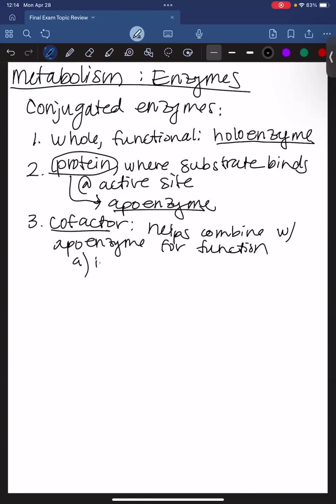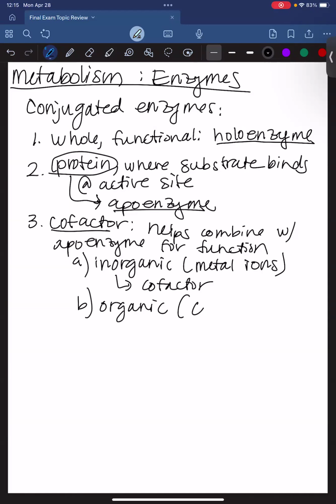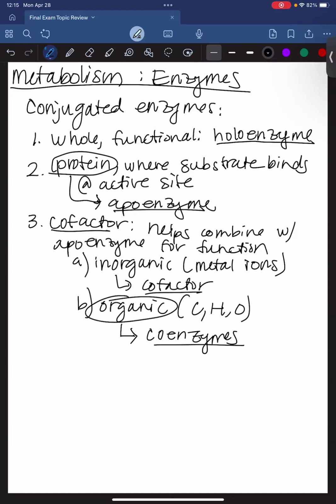All right, we have the inorganic and the organic. Inorganic, often metal ions, is just called a cofactor. But if it's organic, where you have C, H, and O typically, organic molecules that are cofactors, you guys remember what they're called? Coenzymes. So a lot of our vitamins are coenzymes. They're not proteins. They're a non-protein organic molecule that helps the protein to function. That whole functional unit is called the holoenzyme. That helper part is called the cofactor. And if it's an organic molecule as a cofactor, then we call it a coenzyme.